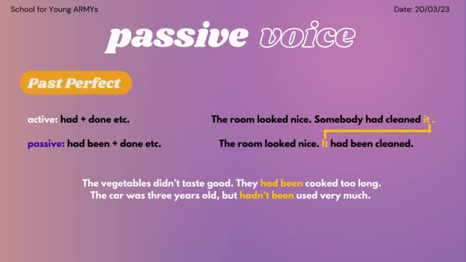Okay, that makes sense. So the room looked nice. It had been cleaned. So the vegetables didn't taste good. They had been cooked too long. So this is one situation in which an action that happened before, two times before, had a direct impact on what's happening next.